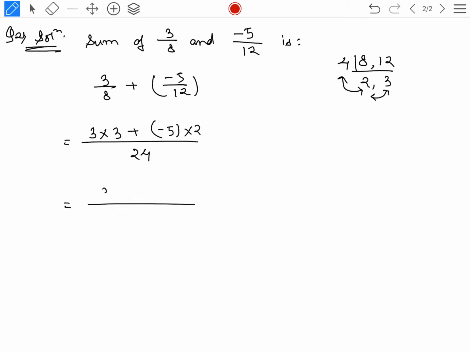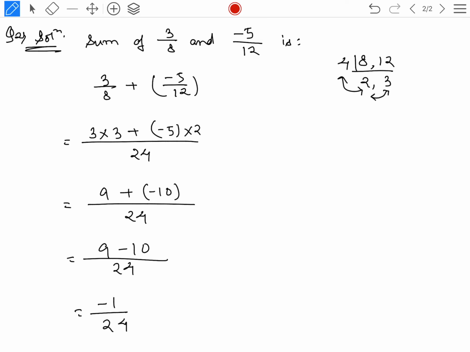Okay, these things I have already taught you. 3 3s are 9, then minus 10 by 24. So plus and minus, it will be minus, it is 24, yes or no? Then 9 minus 10 means minus 1 by 24. Understood? So first part we have solved, the sum of 3 by 8 and minus 5 by 12 is minus 1 by 24.